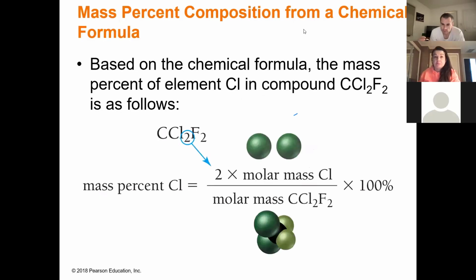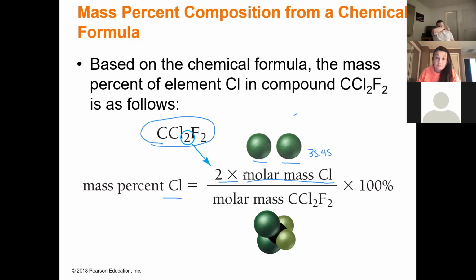Okay, so let's say we have this formula here, CCl2F2, and I want to calculate the mass percent of chlorine based off of the chemical formula. I don't have any experimental data. I didn't run any sort of experiment. I just have a formula. So the way that I figure out the mass percent is I take the molar mass of the chlorine and I have to multiply it by 2 because there are in fact 2 of them. What's the molar mass of chlorine?